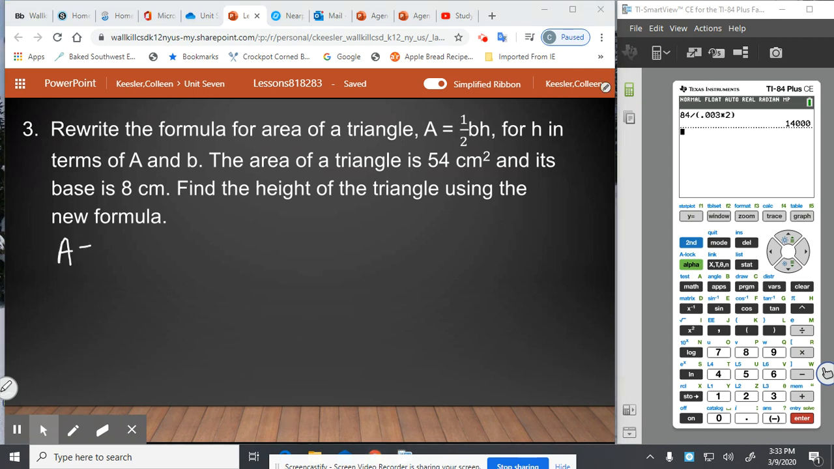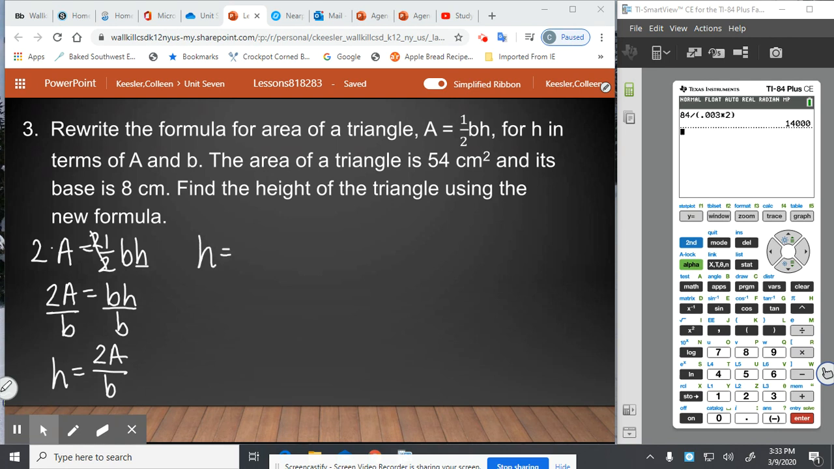So again, we have area equals 1/2 base times height, and we want to solve for H in terms of B and A. So I'm going to start by multiplying both sides by 2. So 2A equals BH. And then we're going to divide by B to get the H by itself. So H equals 2A over B. And again, they told us the area is 54, so that's 2 times 54 all over the base, which is 8. So that's H equals 108 divided by 8.